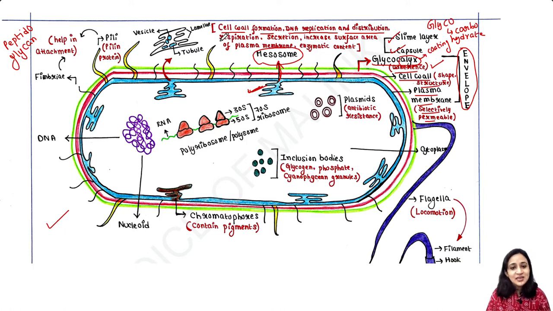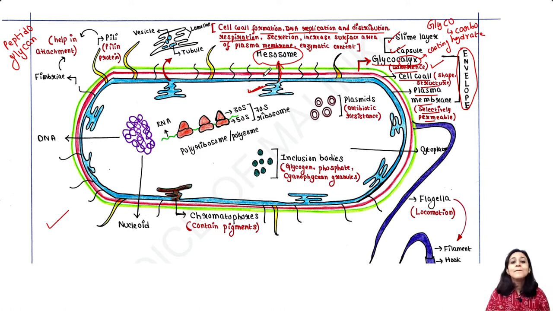Next, it helps in respiration because we know that bacterial cell does not contain mitochondria. In eukaryotic cell, respiration or electron transport chain occurs in the mitochondrial membrane, and bacteria do not have mitochondria. So, where do they respire? Their electron transport chain enzymes are present in these mesosomes.